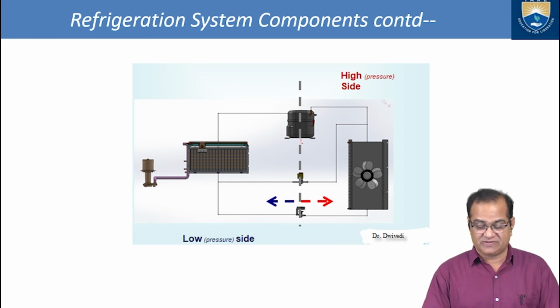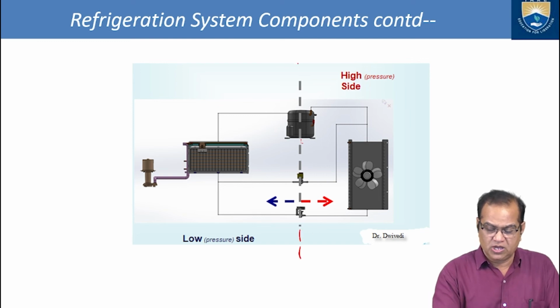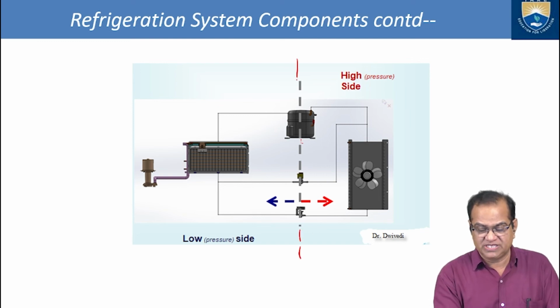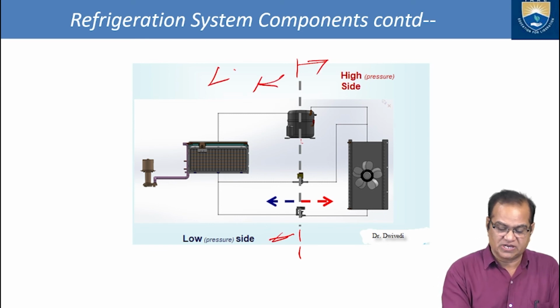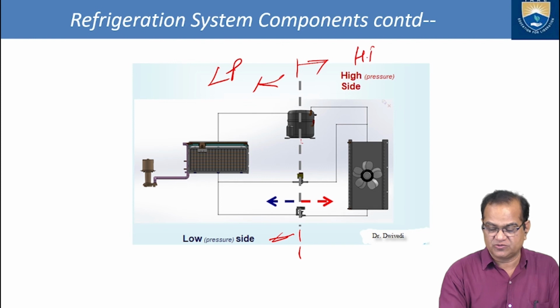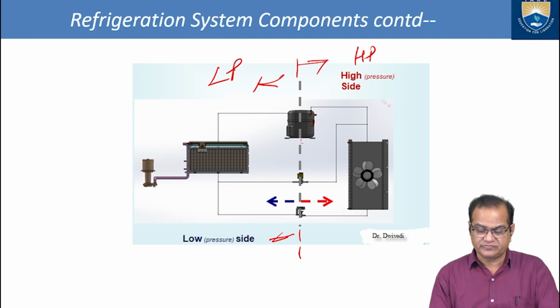Further, you can see here that we have two zones. One is the high pressure zone. This side is the high pressure zone and this side is the low pressure (LP) zone. So up to the compressor, from the compressor to the condenser, and from the condenser to the thermal expansion valve.